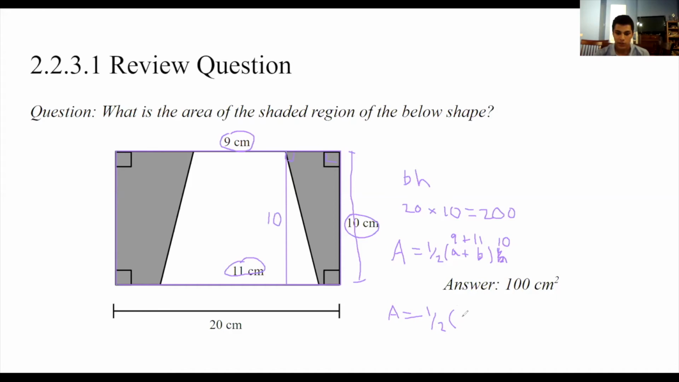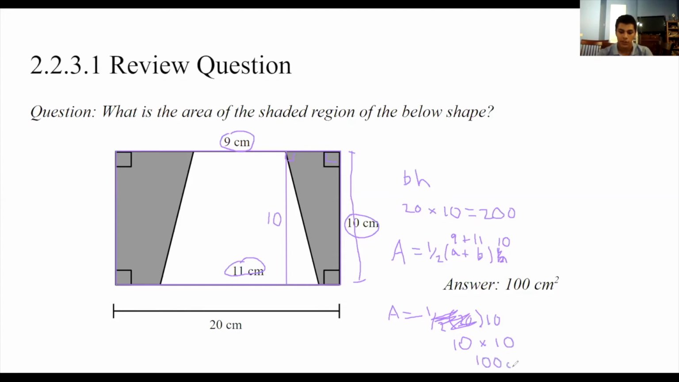So 1/2 times 20 times 10. So first I'll do my 1/2 times 20 first. 1/2 of 20 is 10. So if I cross this out and write a 10, now the area of my trapezoid is just 10 times 10. And then 10 times 10 leaves me with 100 centimeters squared.